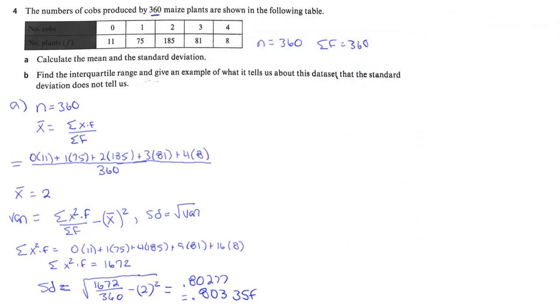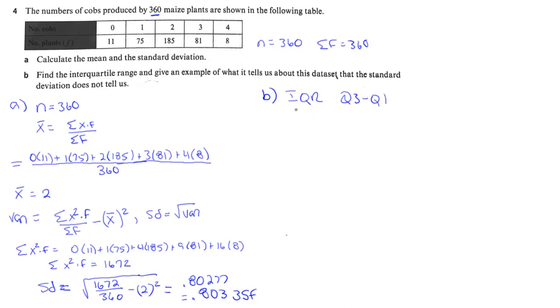It says find the interquartile range and give an example of what it tells about the data set that the standard deviation does not tell us. All right, so let's go ahead and find IQR. That's going to be Q3 minus Q1.